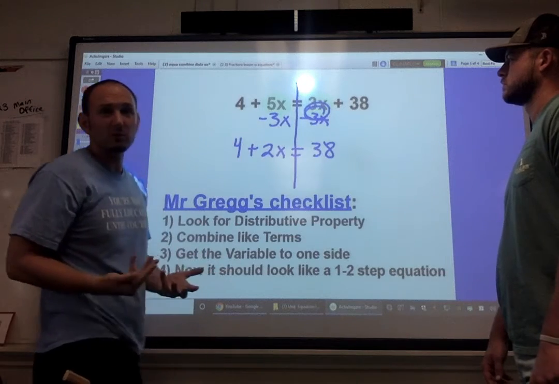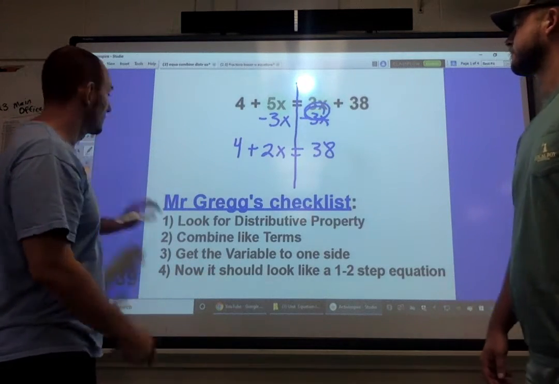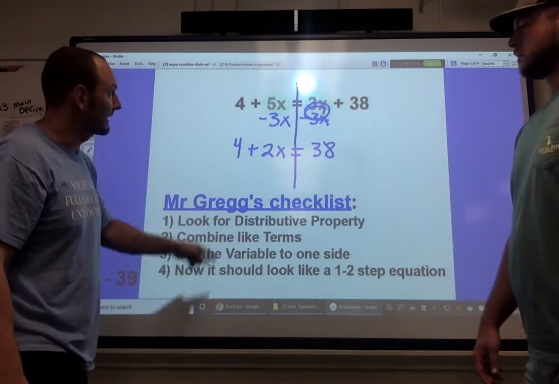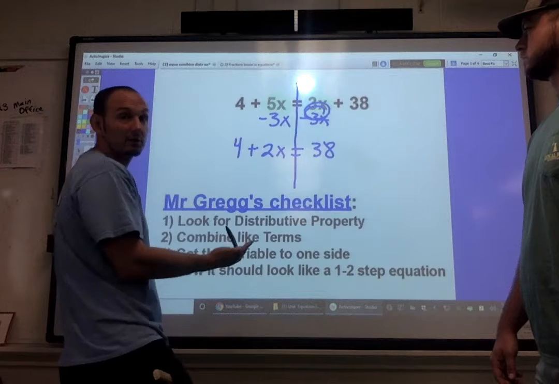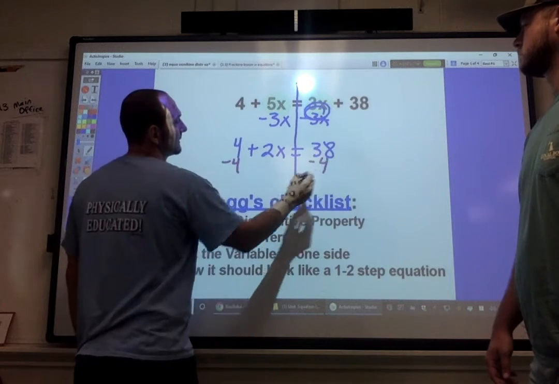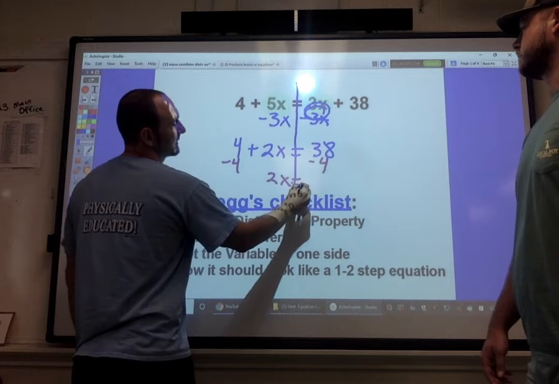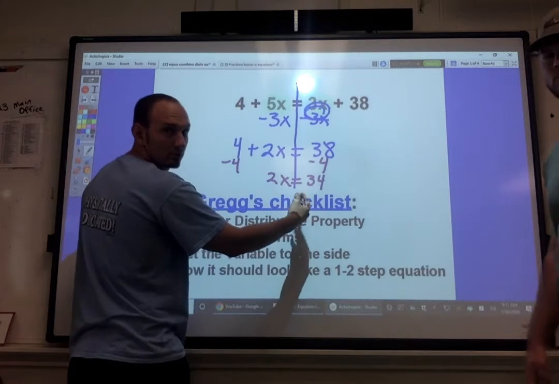So now it's back to what we did the other day. 1 and 2 step equations. So once you've done this checklist, everything turns out to be like this. Done, pretty much. You've mastered the other lesson. So minus your constants here. 2 times something is 34. Then we divide by 2, we get 17.